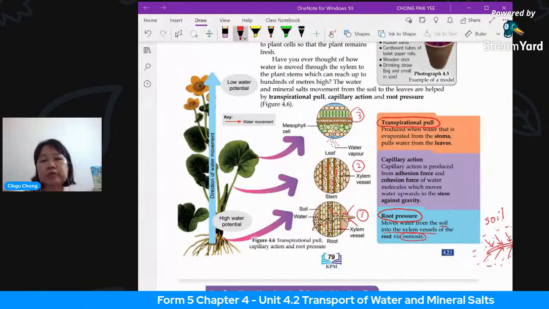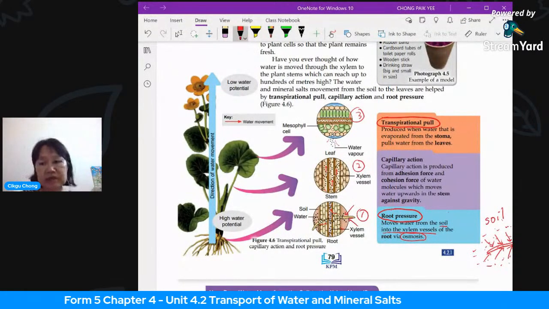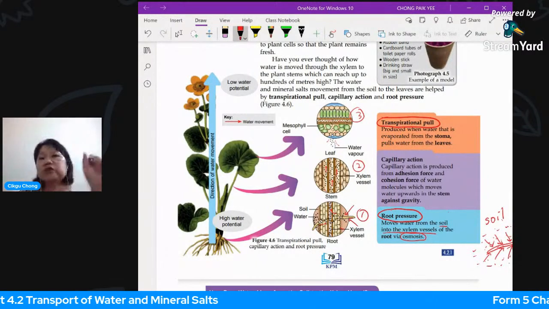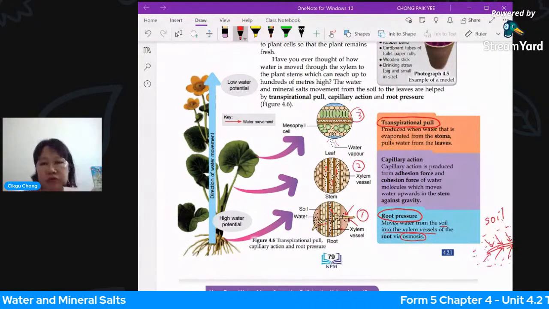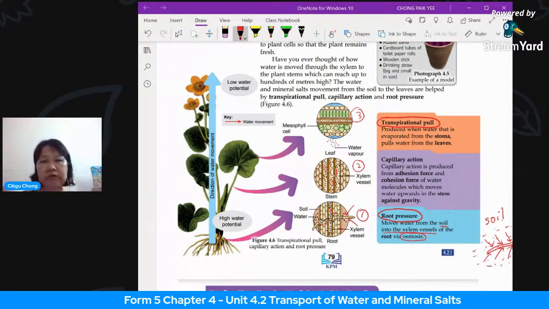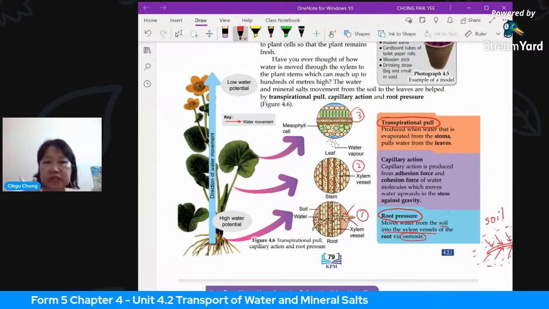When you talk about root, you must explain the root pressure. And because it's going through the stem, you must talk about capillarity. And then if it goes to the leaves, you must talk about transpirational pull. So all three, okay, that can easily give you about 8 marks or 8 to 10 marks for your essay. Now let's look at each one of them.